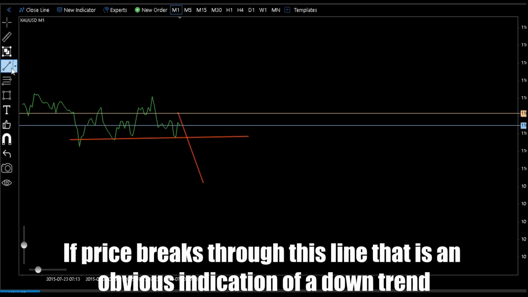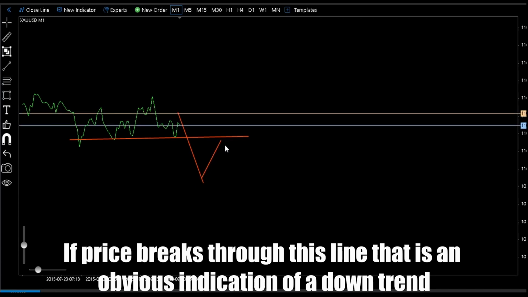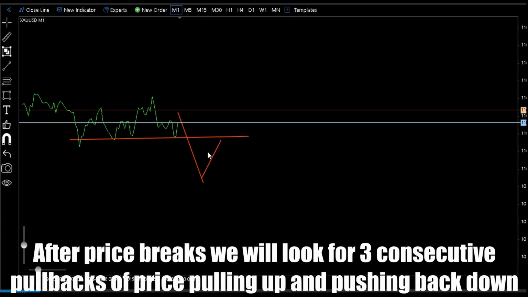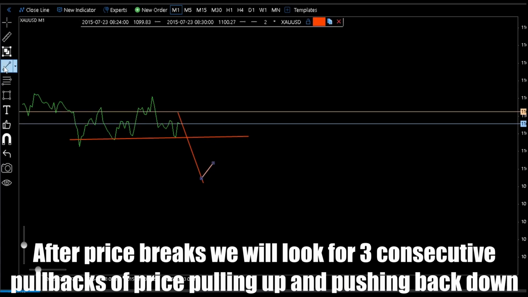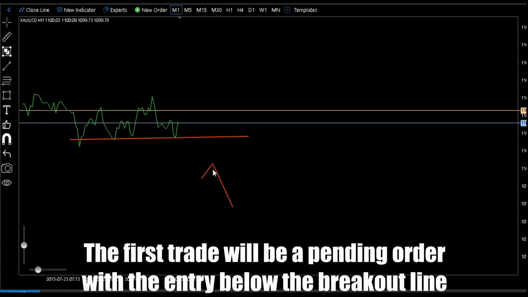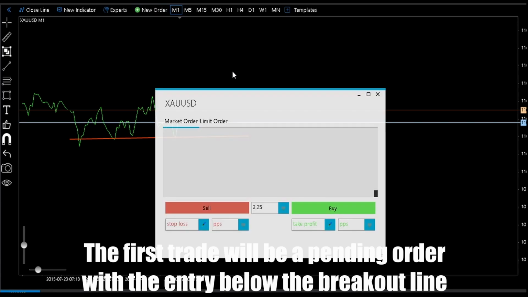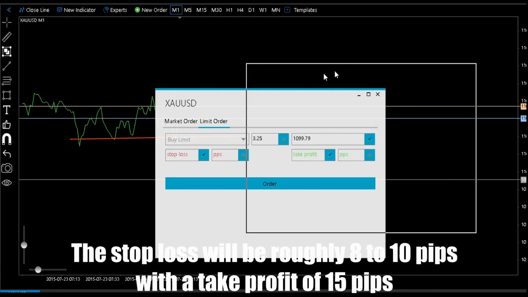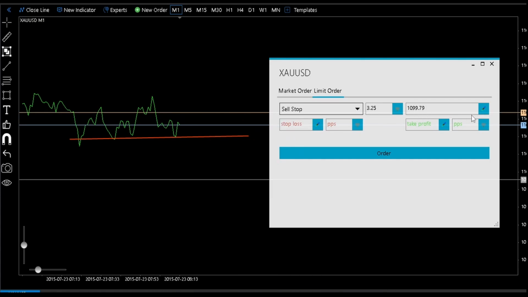If price breaks through this line, that is an obvious indication of a downtrend. After price breaks, we will look for 3 consecutive pullbacks of price pulling up and pushing back down. Price must go up, then come back down. The first trade will be a pending order with the entry below the breakout line. The stop loss will be roughly 8 to 10 pips with a take profit of 15 pips.